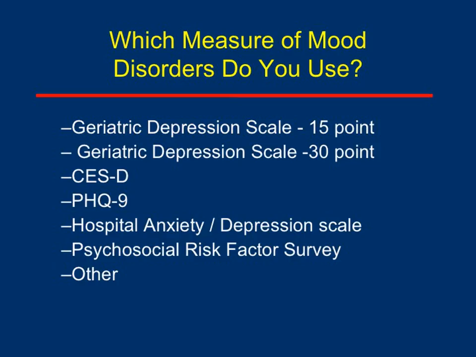And I bet you knew this was coming. Which measure of mood disorders do you use? So I'm going to give you a few minutes to respond. And this actually just looks at 6 tools. Geriatric Depression Scale, either the 15 or the 30-point, SESD, PHQ-9, Hospital Anxiety and Depression Scale, and Psychosocial Risk Factor Survey. Next slide, please.